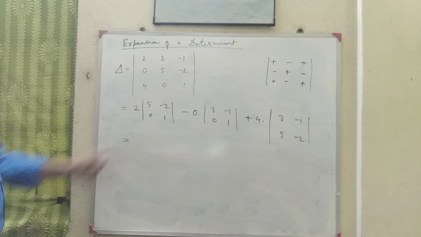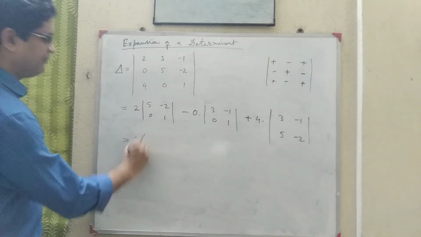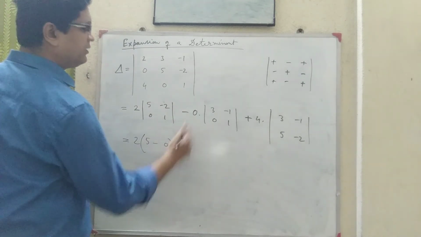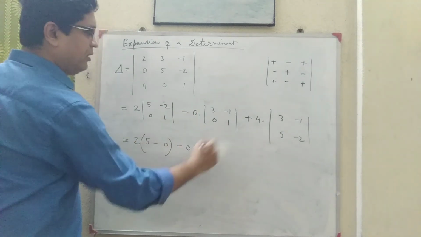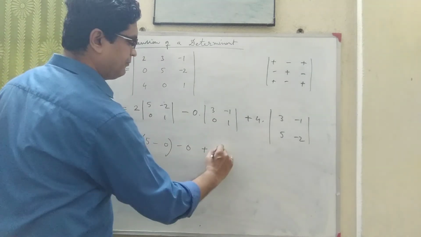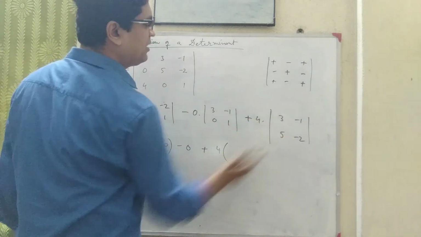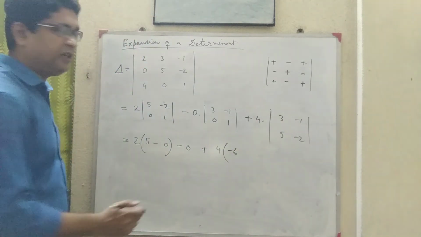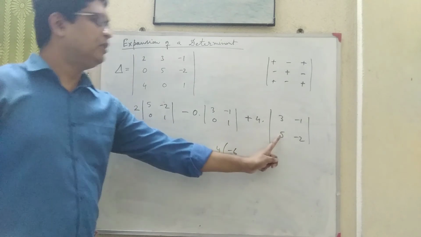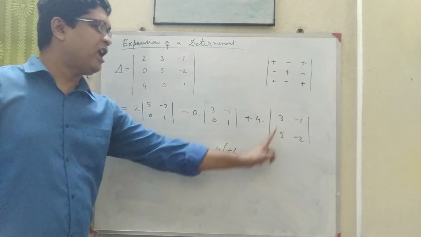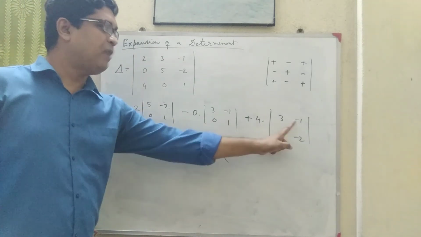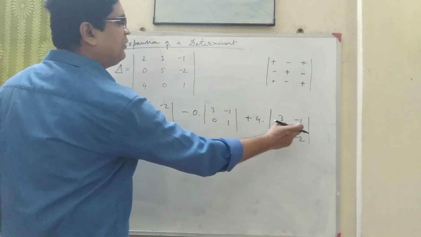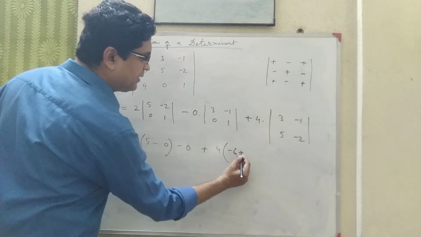Now the value of this determinant will be 2 into 5 into 1 is 5 minus 0 into minus 2 is 0, minus this will be 0, so minus 0 plus 4 into 3 into minus 2 is minus 6 minus 5 into minus 1. Here again you don't confuse with the sign. 5 into minus 1 is minus 5, but already there is a minus before it. So minus 5 into minus 1, that is minus minus 5, so it will be plus 5.